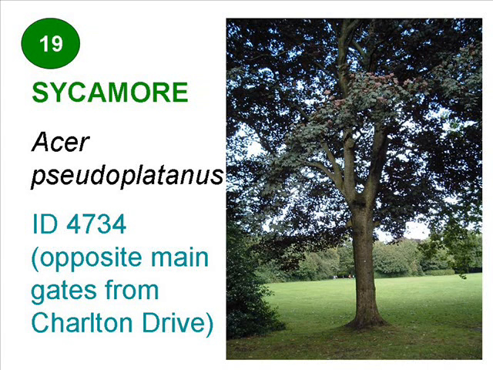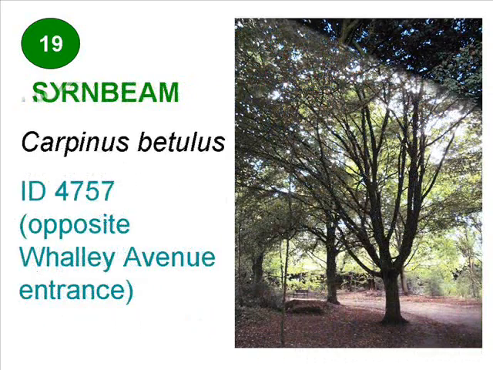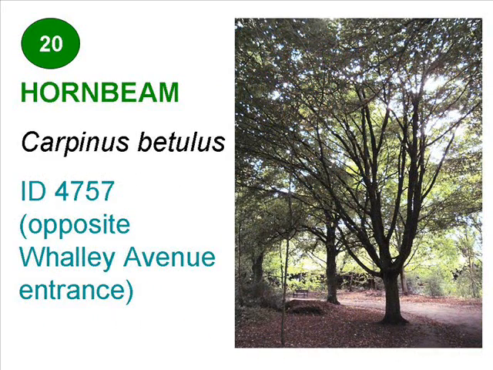The next tree, the hornbeam, is found further along the path opposite the Whalley Avenue entrance. The next tree, number 20, is the hornbeam, ID 4757, opposite the Whalley Avenue entrance. A hardy native tree, the hornbeam is similar in appearance to green beech, Fagus sylvatica, but its mid-green leaves are saw-edged, not wavy, yellow in autumn.